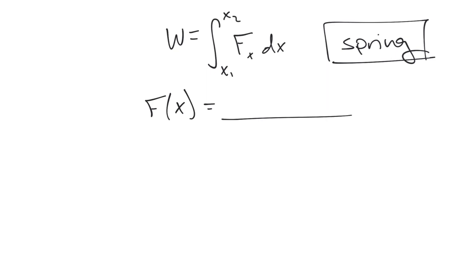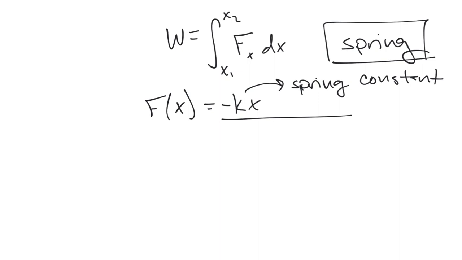But the force for a spring, how much force a spring creates or pulls on an object, is based on how far it's stretched from its starting position, and that is based on the idea of x. So the force for a spring is written as negative kx, where k is a spring constant. It does not change with x. It is a constant, but the force is based on your x position.